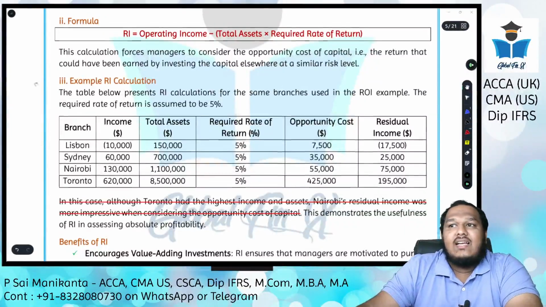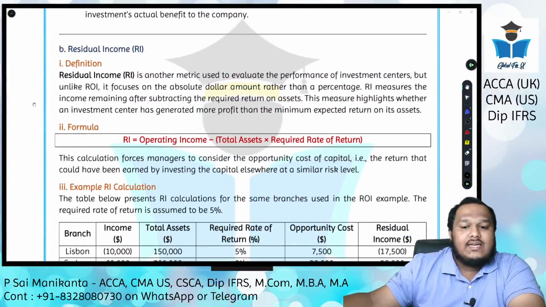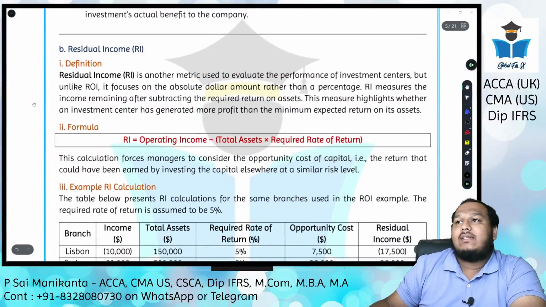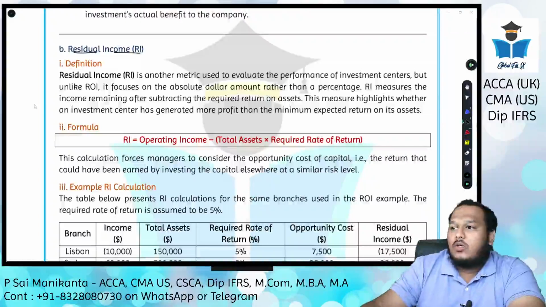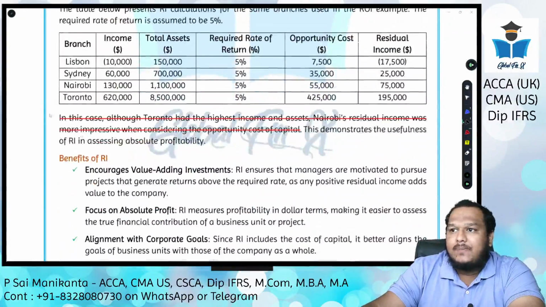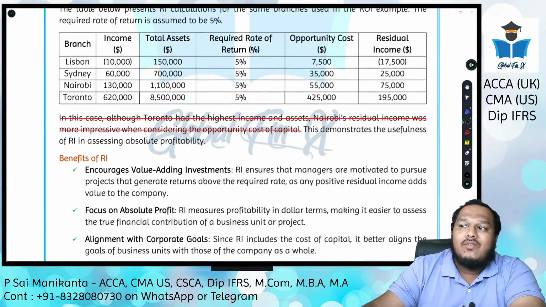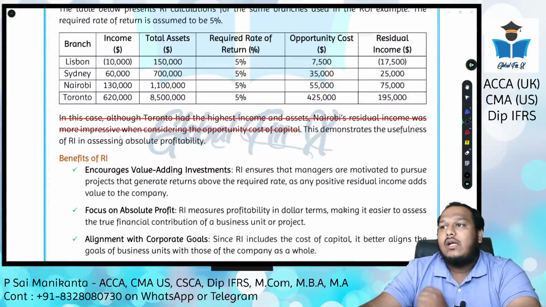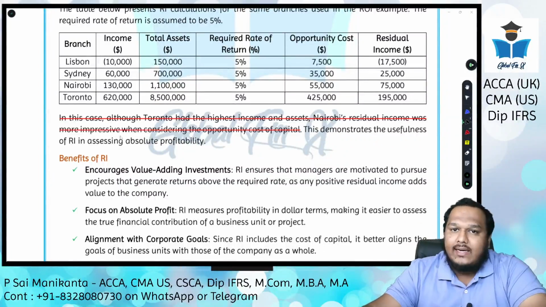Hi guys, let's continue our discussion with the next topic, that is residual income, RI. So just a small update here. In your material you might see this particular line: "In this case, although Toronto had the highest income and assets, Nairobi's residual income was more impressive when considering the opportunity cost of capital." Please strike that off. It is not relevant anymore. I'll explain what to write there instead of that.